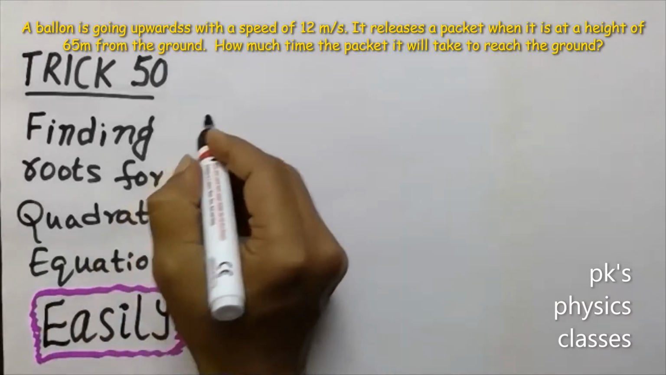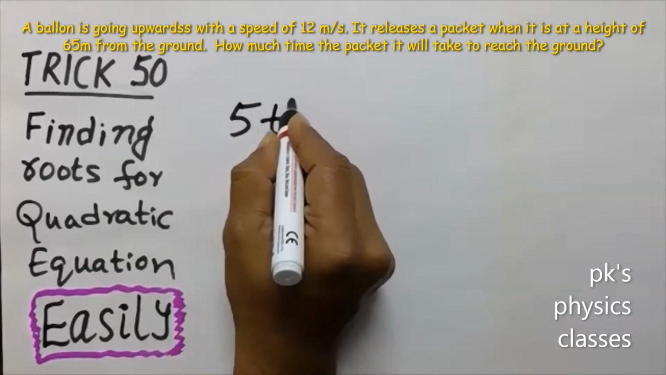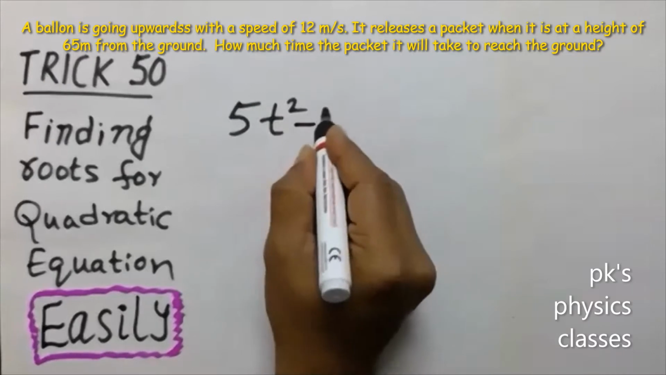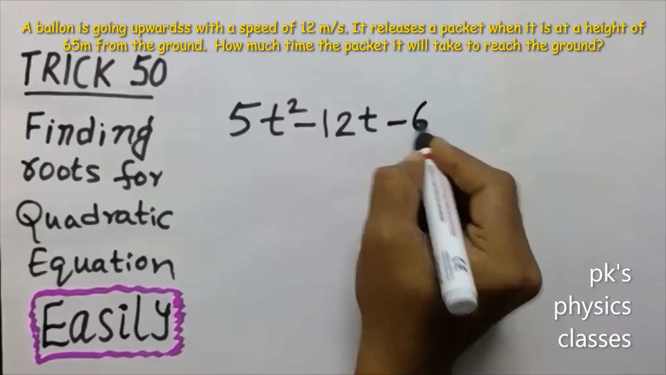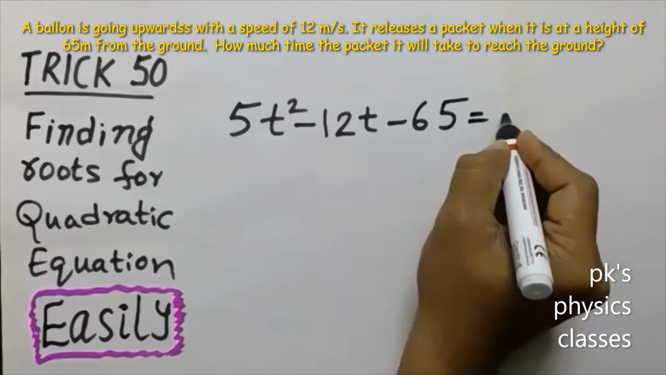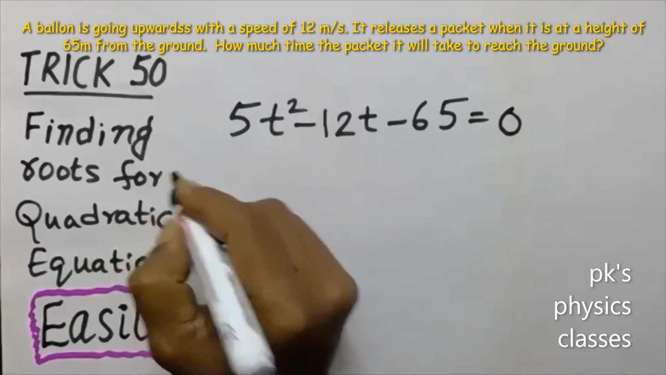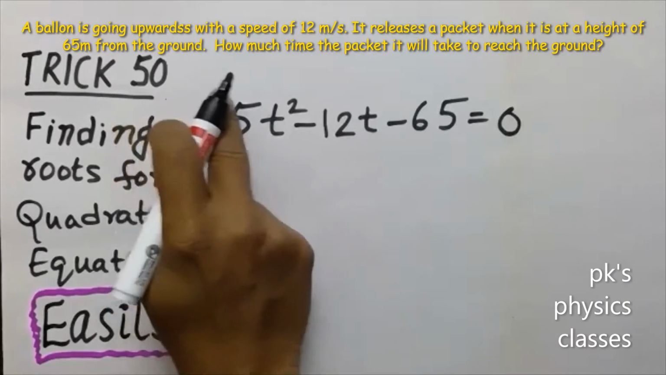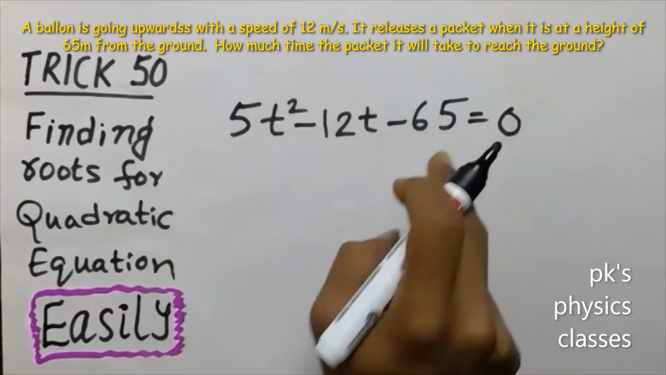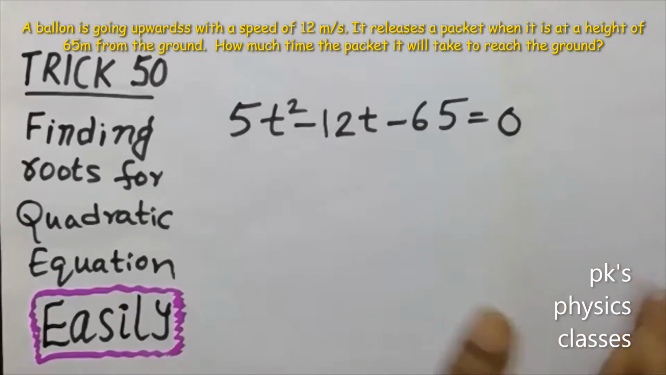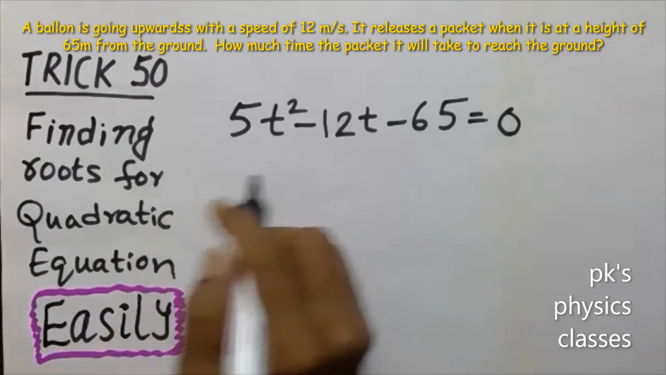So let me write that quadratic equation here. 5t square, because we need to find time, minus 12t minus 65 equal to 0. So using this quadratic equation, we have to find t, the time asked in the question, that is, we need to find the roots of this quadratic equation. Normally there is a procedure, but I will go with a different procedure. Simply, easily we can find the roots for this.